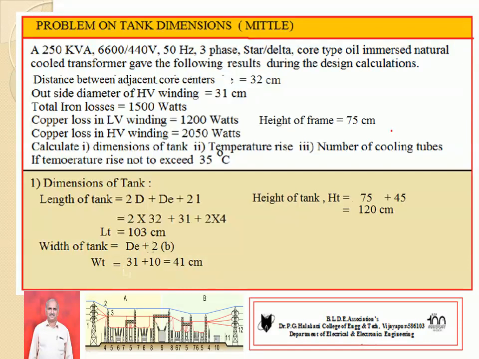Width of tank equals the diameter of the external HV winding plus 2 times B. B is 10. So 31 plus 10, 41 centimeter. Then the height of tank equals height of frame plus 45. So it becomes 120 centimeter.